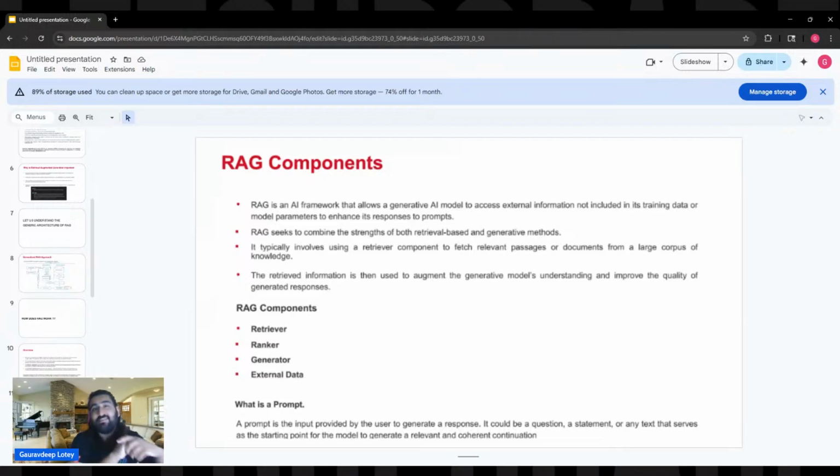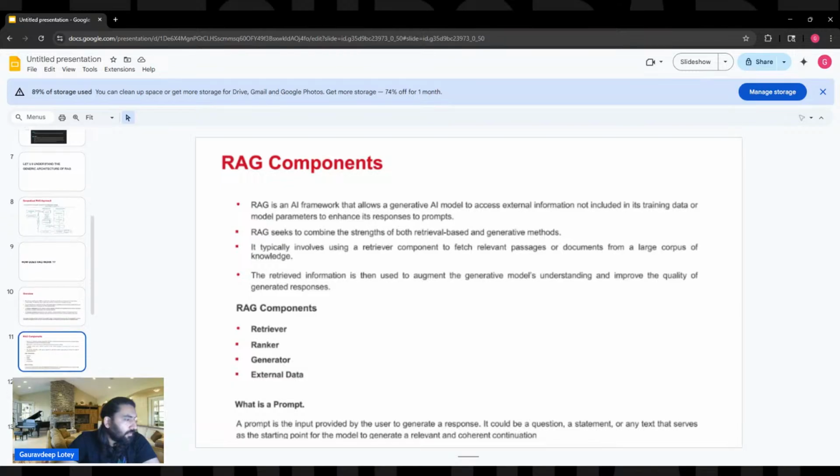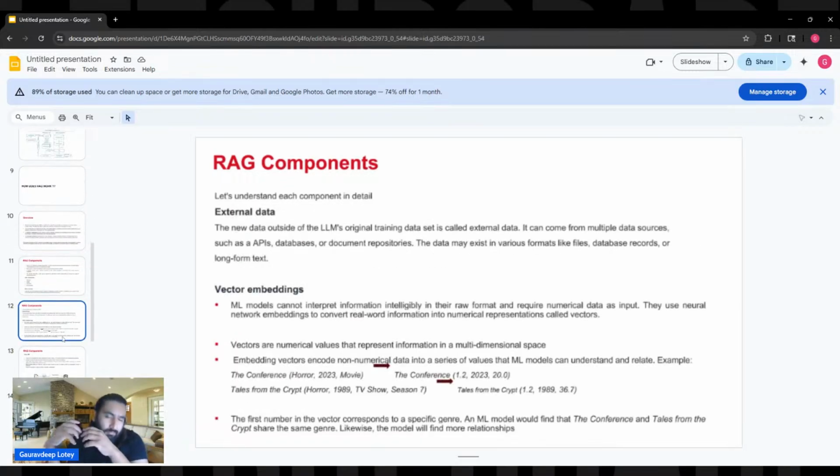Well, now let us understand what rankers do a little bit. I'll talk about these components. So I talked about a prompt. A prompt is nothing but the way you guide the model with your natural language.